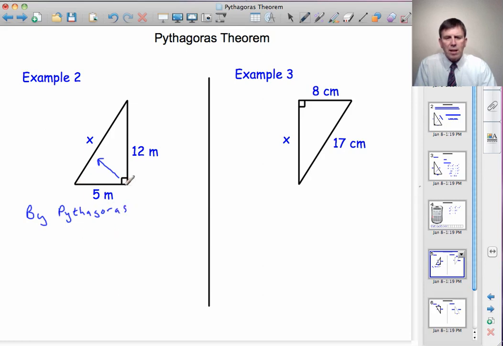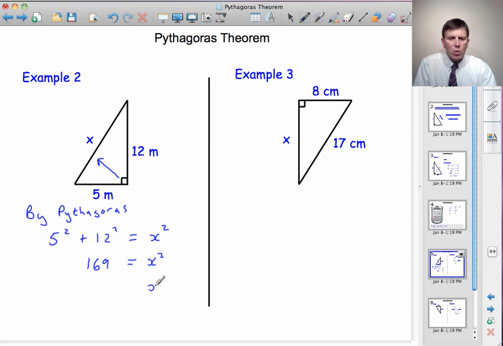and it's this side squared plus this side squared equals the hypotenuse squared. So it's 5 squared plus 12 squared equals x squared. So now we need to work out this left-hand side, and we can do that on the calculator. We can type in 5 squared plus 12 squared equals, and we get 169.